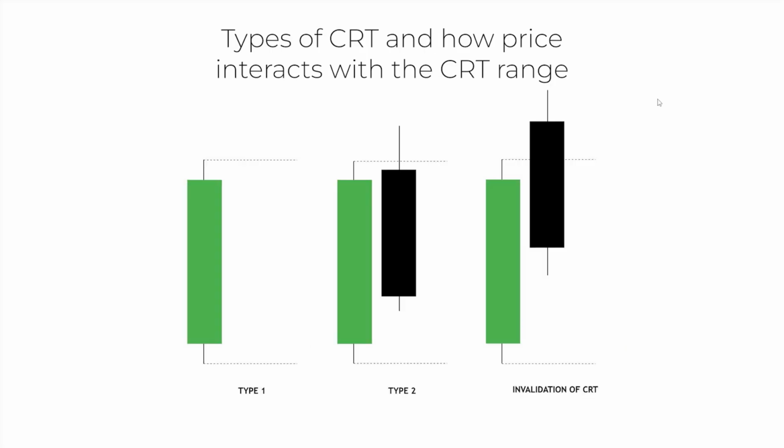Now let's examine the second way to work with CRT range. If in the first case we worked with the range as it was forming, now we're interested in the boundaries of the previous range, that is, the high and low.